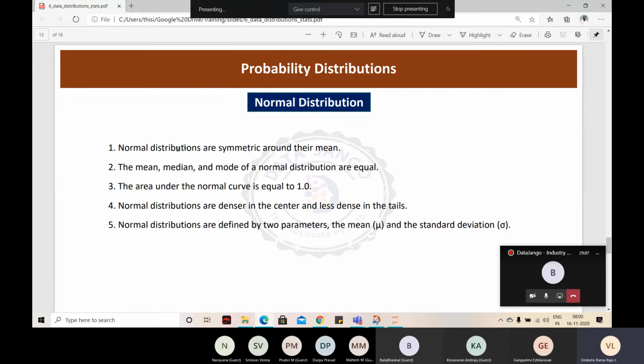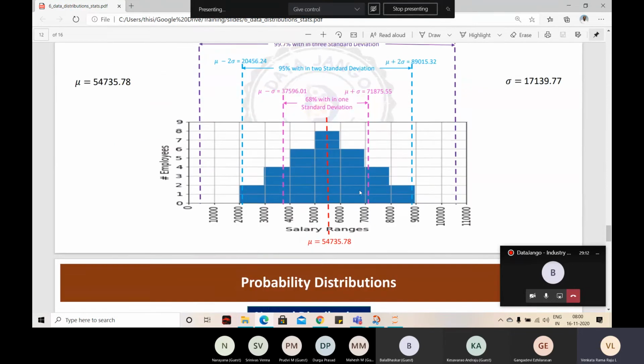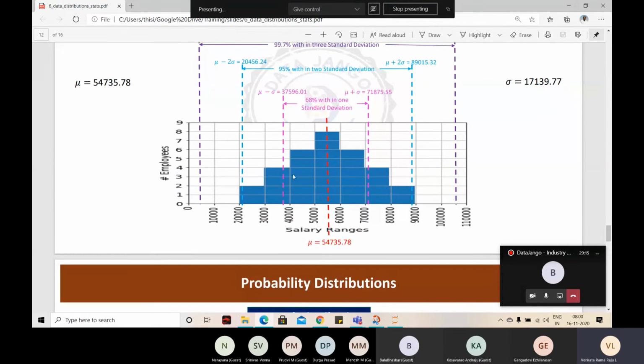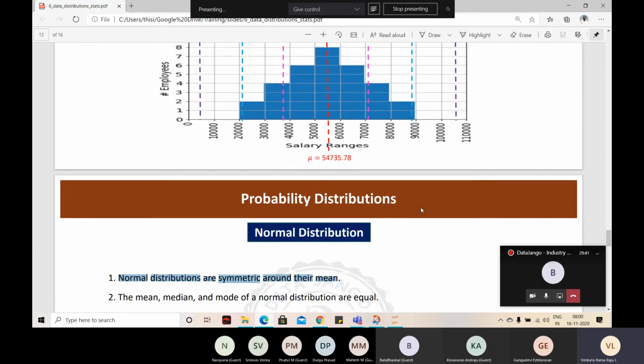Normal distributions are symmetric around their mean. What is symmetric around the mean? If you look at the mean and the data around it, the number of data points reduces when you go below it, and the number of data points also reduces above it. It is symmetric. Whichever direction you take, the number of data points will reduce. Fewer data points means the probability will reduce for that particular salary. Got it?